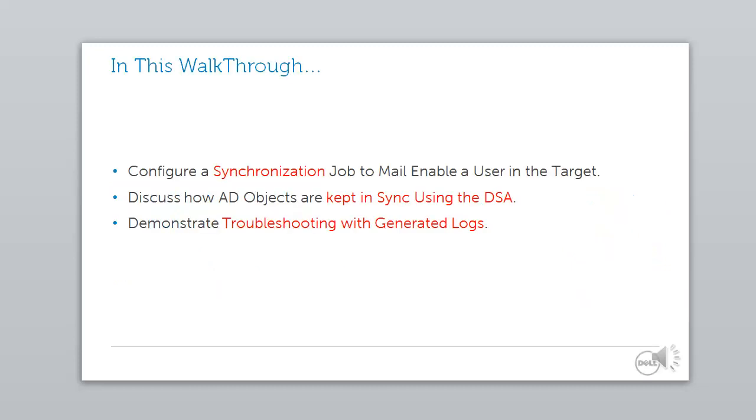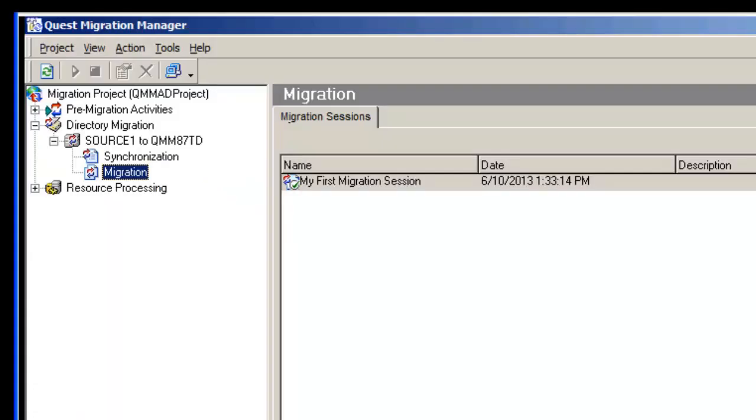In this video, we'll cover three things: configuring a synchronization job to mail enable a target user, discussing AD objects and how they're kept in sync using DSA, and demonstrating some troubleshooting with generated logs. We'll assume that you've been following the series. In the previous video, you migrated a user from the source Active Directory environment to your target environment.